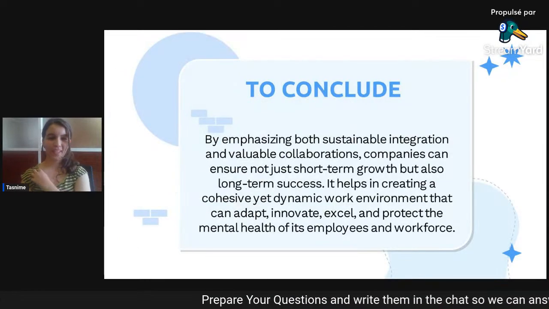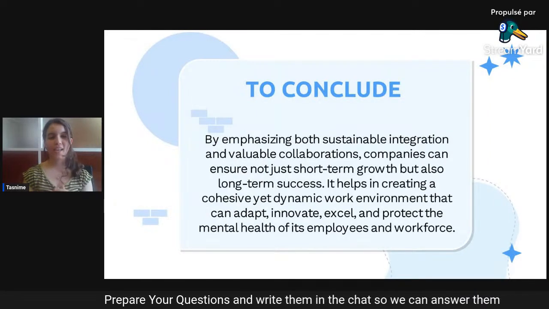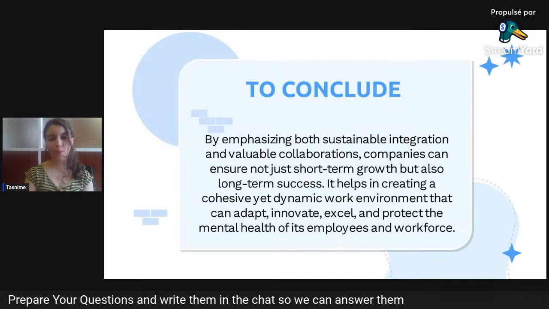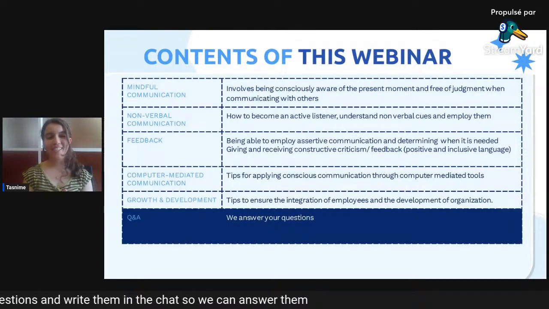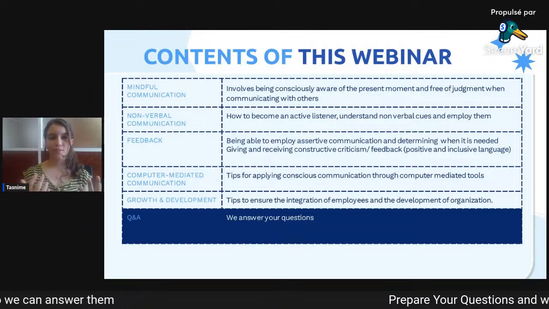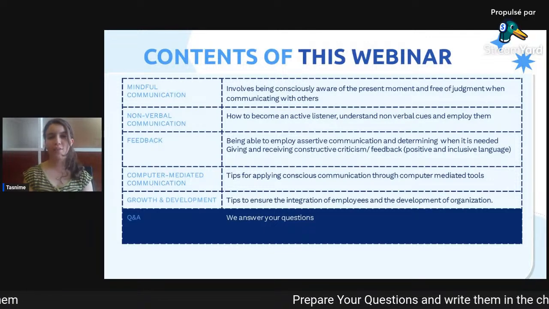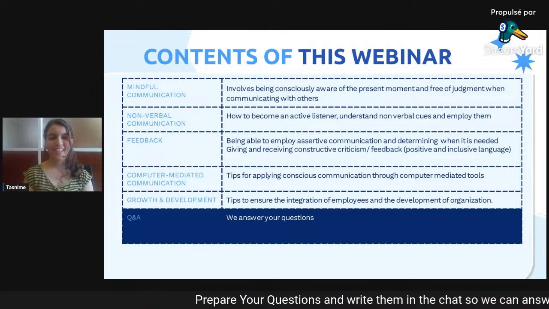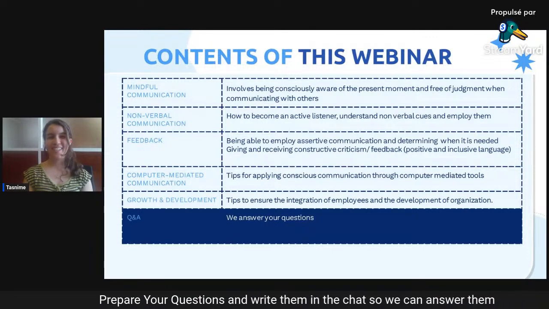So, to conclude, by emphasizing both sustainable integration and valuable collaborations, companies can provide a great environment for the employees to work together, come together, and give extremely good results. So thank you for your attention.